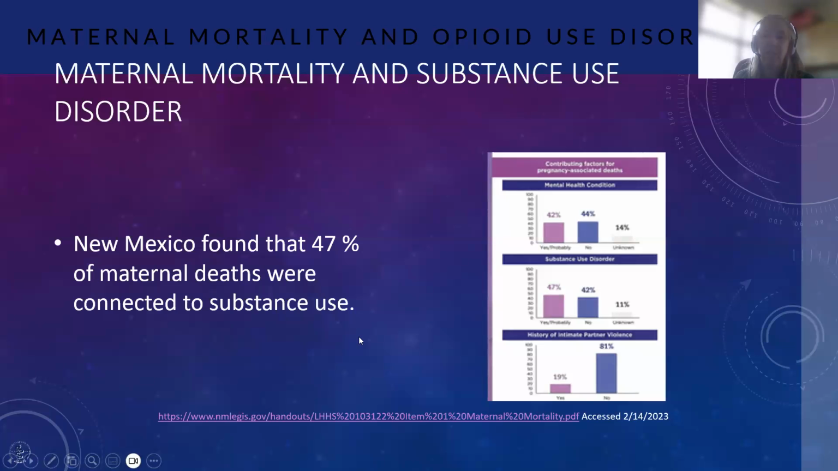New Mexico actually did this really well done study last year, and they found that 47% of maternal deaths were connected to substance use. So this includes postpartum overdose, postpartum suicide, car accidents, murders. We all know that substance use disorder can contribute to deaths from all of these causes. 42% had a mental health condition contribute, and 19% had a history of intimate partner violence. So again, we want to be looking at these risk factors in pregnant patients.